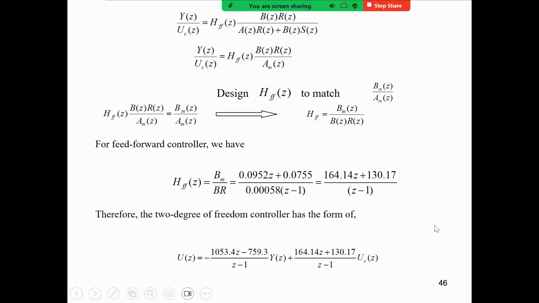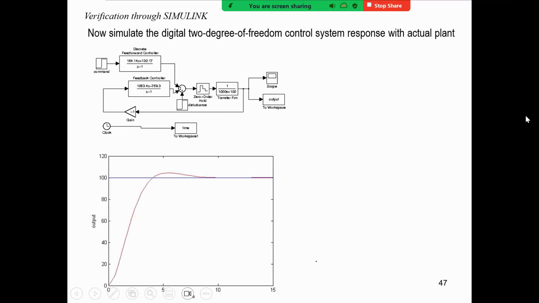Then you can verify. Here, I hope you have time to try to implement this by yourself in Simulink, building those blocks. Just remember, one common mistake when you build those blocks is that you have to specify the sampling period. The sampling period of all the blocks has to be the same. If they are not the same, you are going to get some very strange behavior.